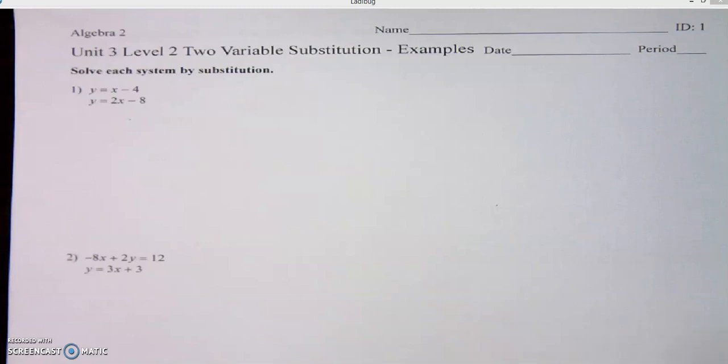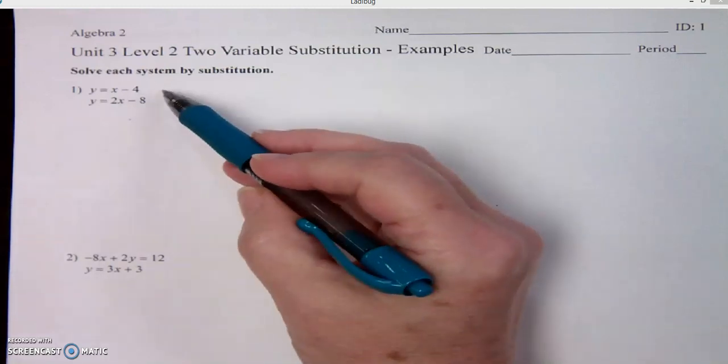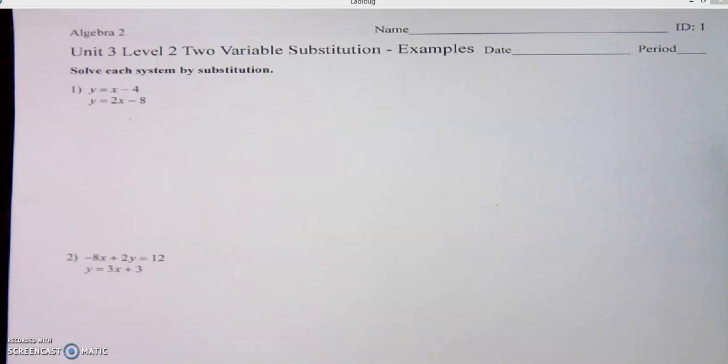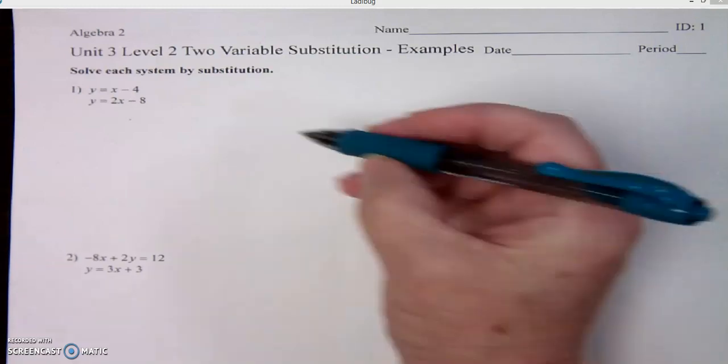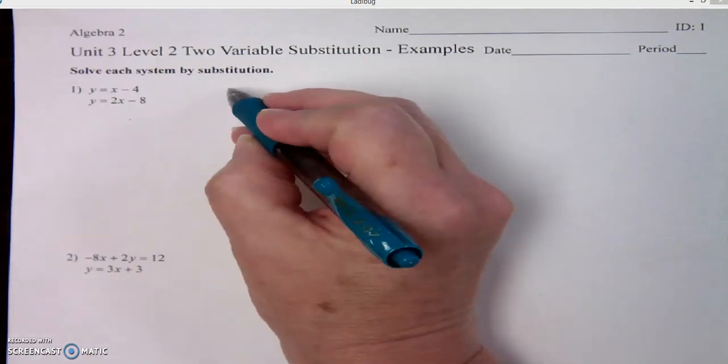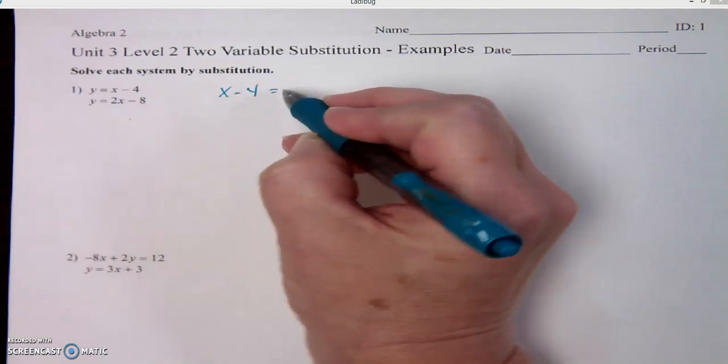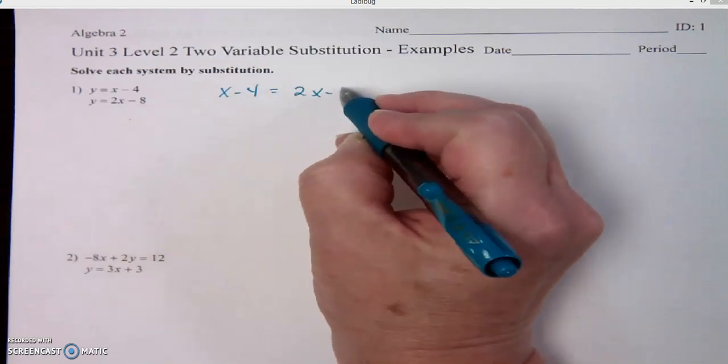This is the Unit 3, Level 2, two-variable substitution examples. So number 1, we have both equations set equal to y. If they're both set equal to y, then they're going to be equal to each other. So we can solve for x by saying x minus 4 equals 2x minus 8.